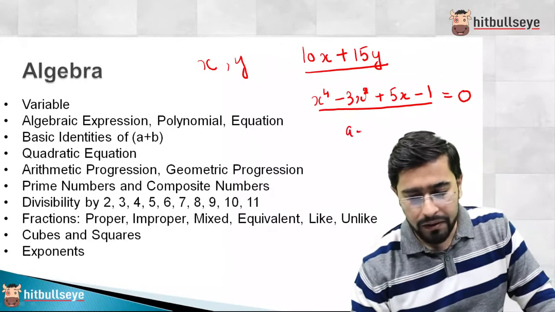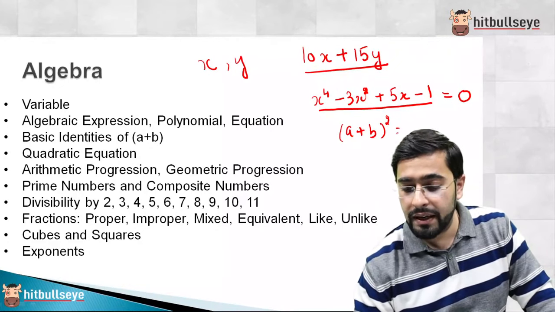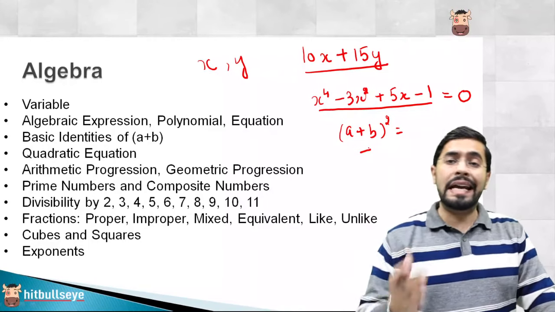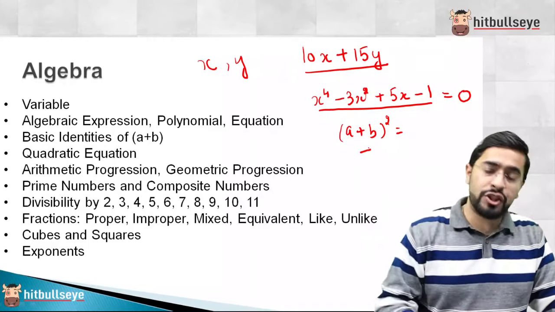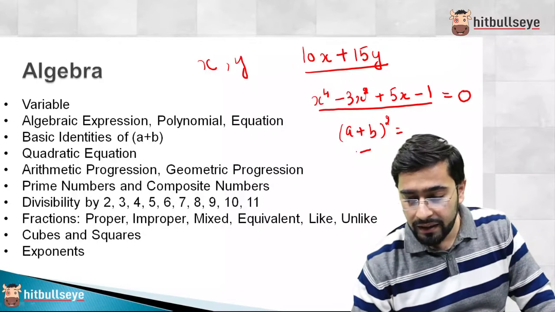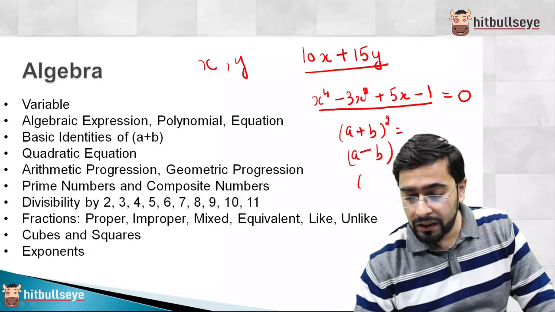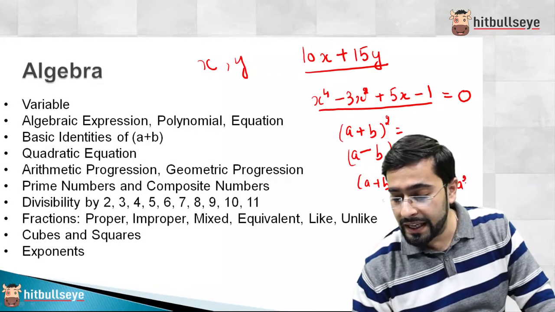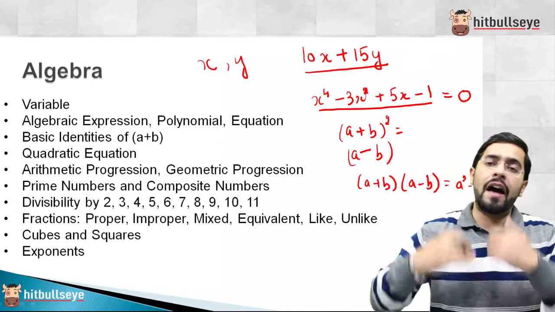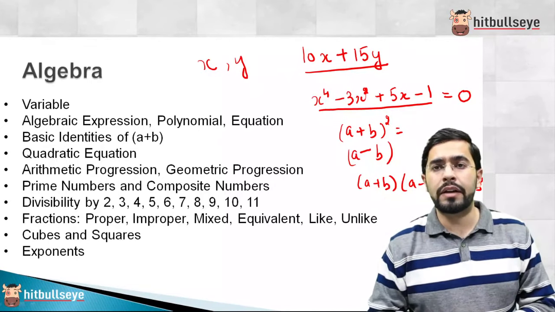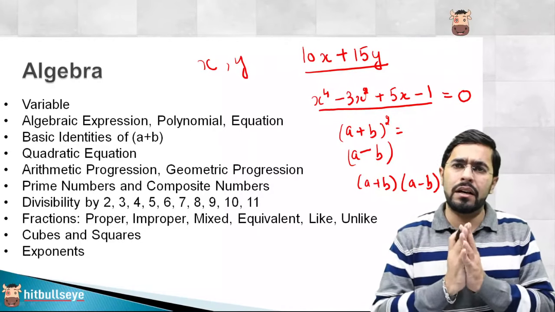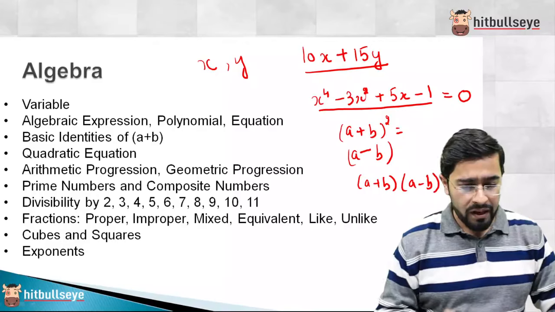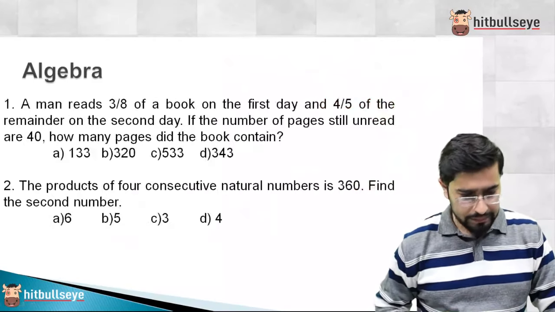So they are: a plus b whole square equals a square plus b square plus 2ab; a minus b whole square equals a square plus b square minus 2ab; and the third is a plus b times a minus b, which is a square minus b square. Similarly, we have it for cube and so on. These are some very basic identities that I suggest all my students to remember. Moving on to the next.